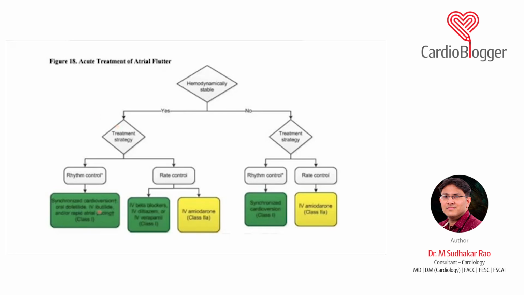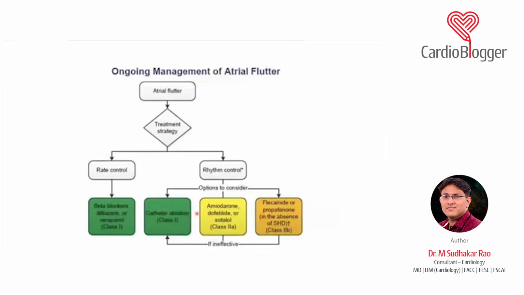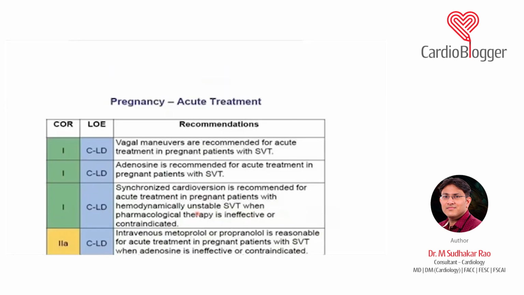So for rhythm control you should try either cardioversion or IV ibutilide or flecainide, or that group of drugs. And for rate control, we have the beta blocker, calcium channel blocker, digoxin and amiodarone. Then for stroke prevention, the therapy remains the same as atrial fibrillation. So as I already discussed, this is the way you have to manage a patient with flutter.